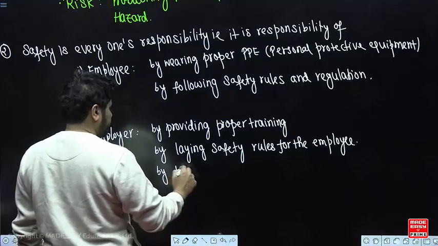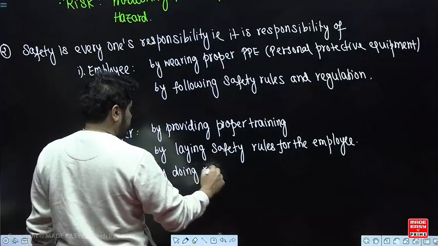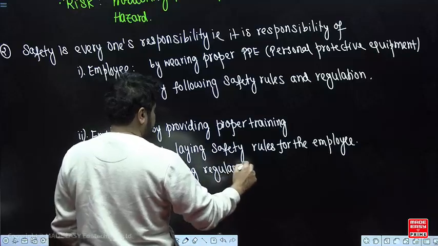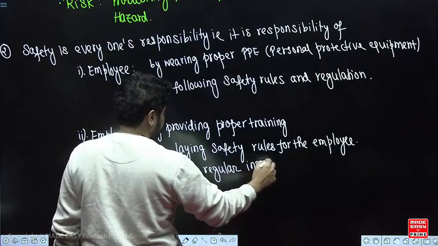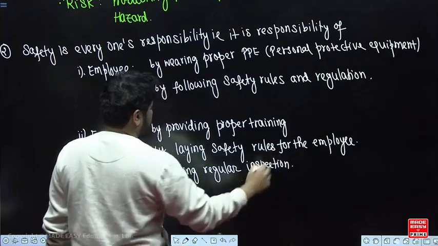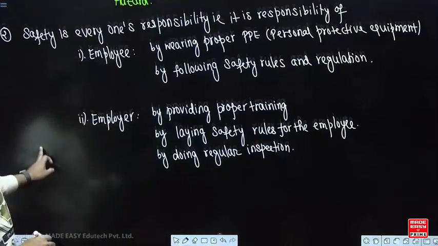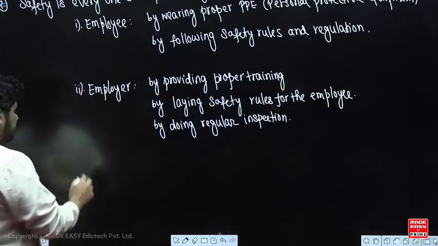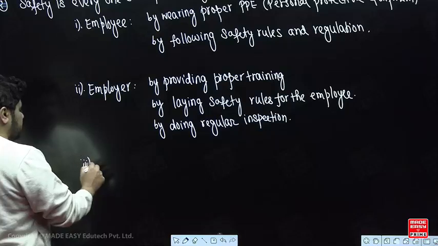By doing regular inspection, बीच बीच में जाके देखेंगे regular inspection. By doing regular inspection कि सब सही है, गलत है, क्या चल रहा है, so everything has to be clear. And third one is your government.